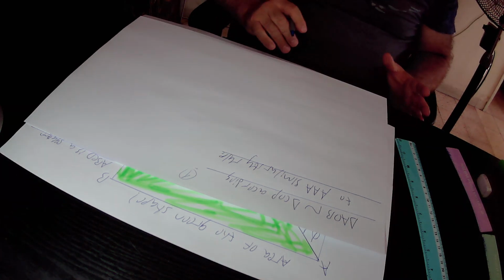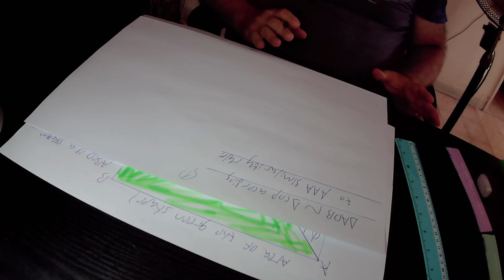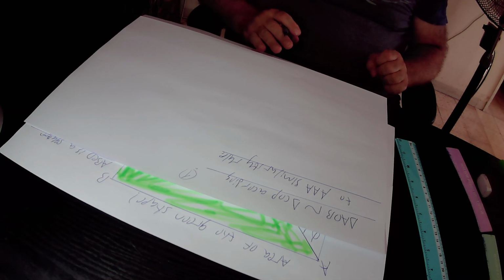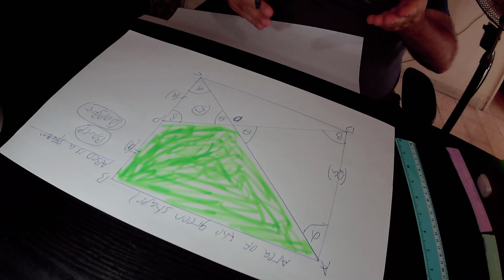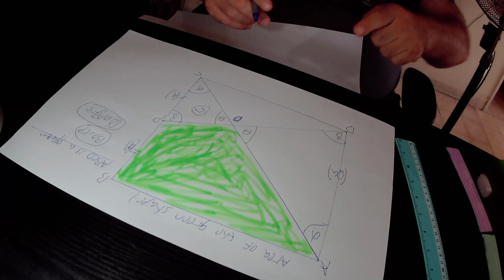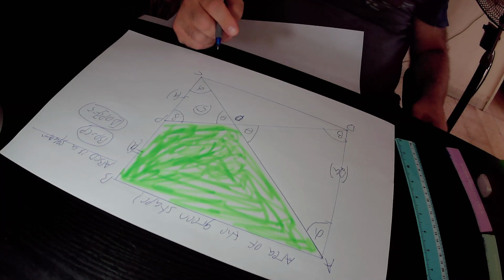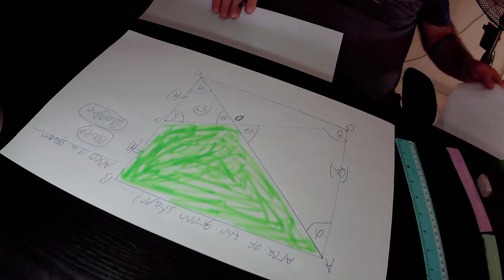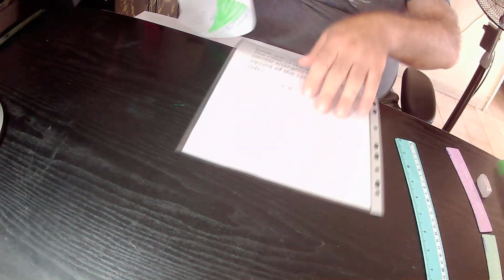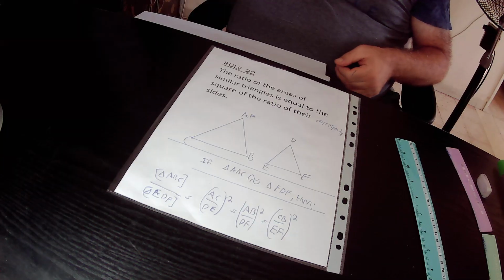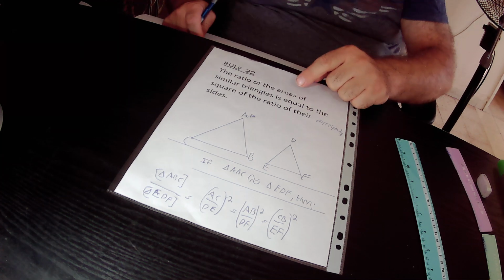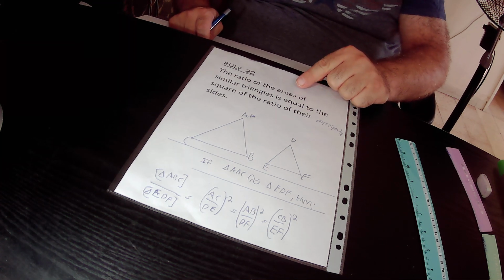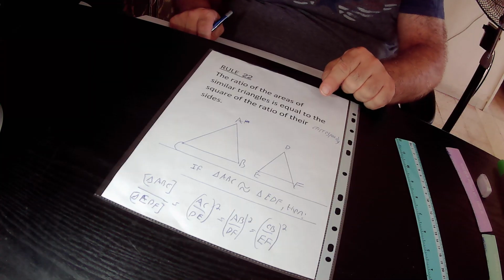So in the next step, I will present to you a new rule that relates to similar triangles, and we will implement the new rule in our drawing on those two similar triangles. The new rule is rule 22. According to rule 22, the ratio of the areas of two similar triangles is equal to the square of the ratio of their corresponding sides.